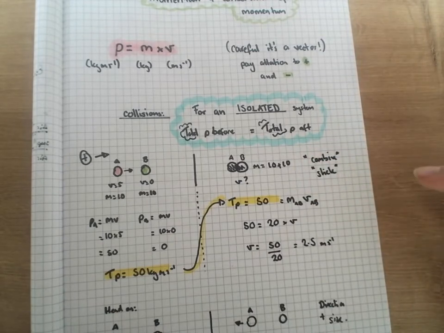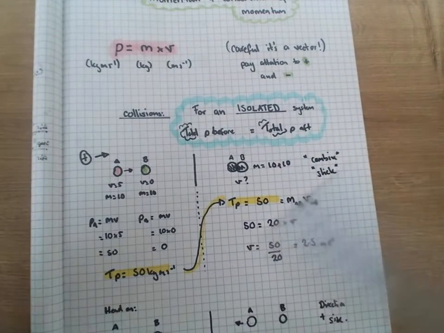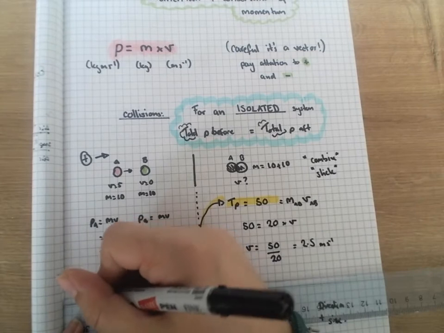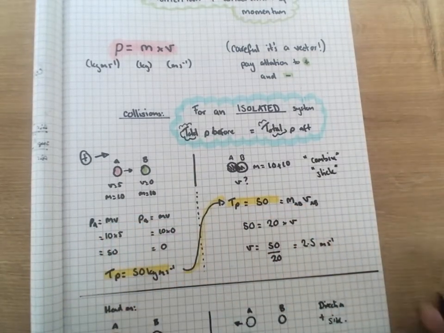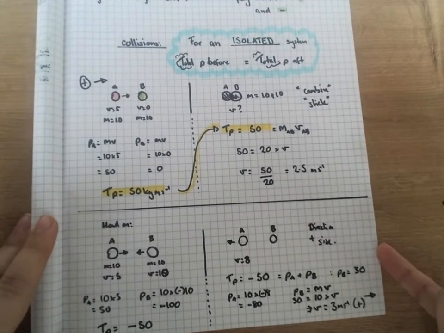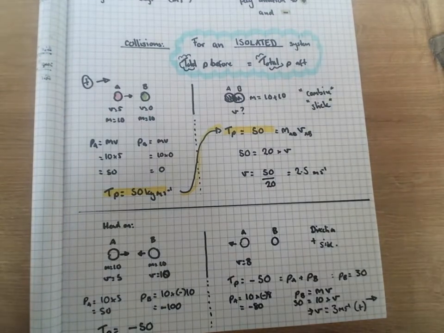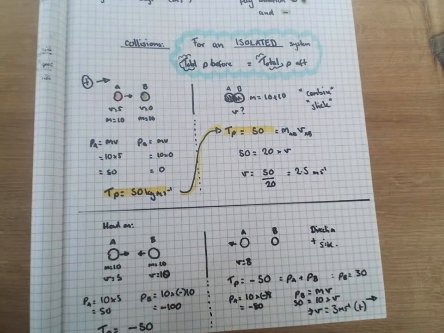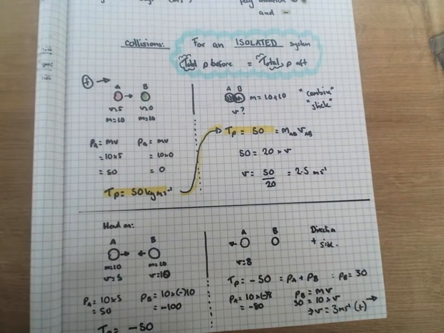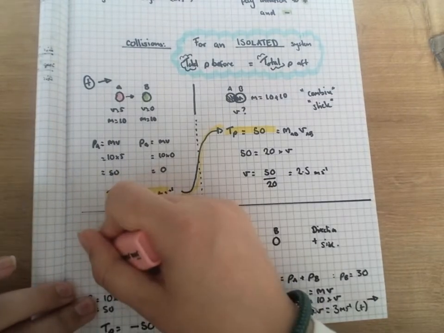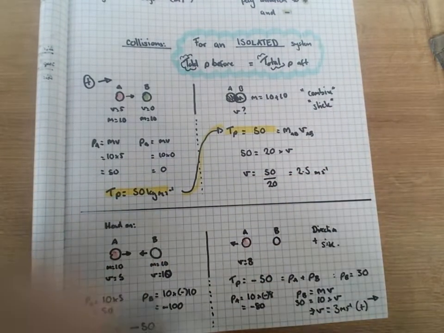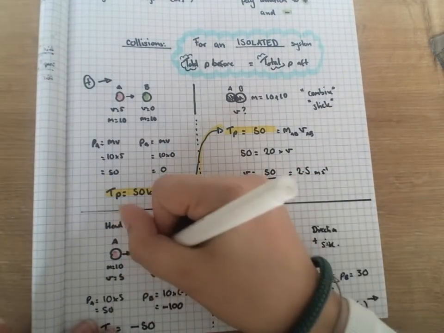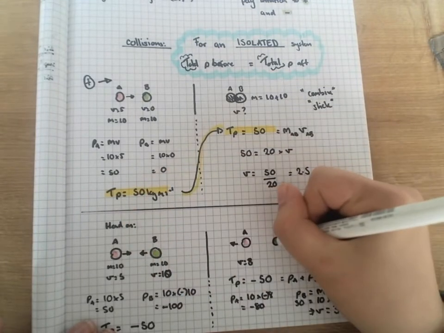Now, one of their other ones they like, and this is usually a little bit harder, is a head-on collision. And this is where you have to be really careful about those positives and negatives. So again, I'm going to look at A, and I'm going to look at B. So I've got my A, and I've got my object B.